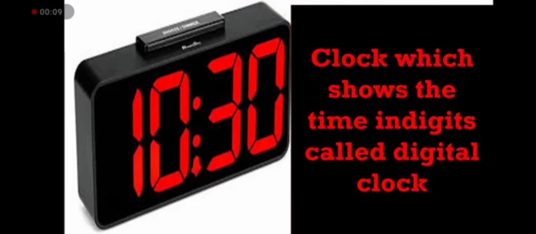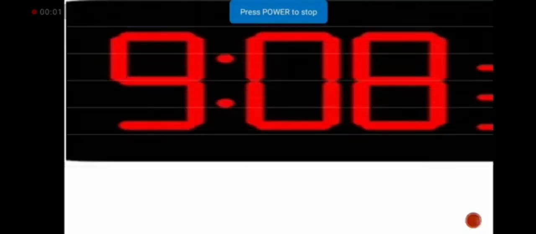A clock which shows the time in digits is called a digital clock. Let's convert the digital time into words. Here the time is 5 o'clock. So how will we write it in words? We will write 5 o'clock. See another example. What time is it? 9:08 means 8 minutes past 9.